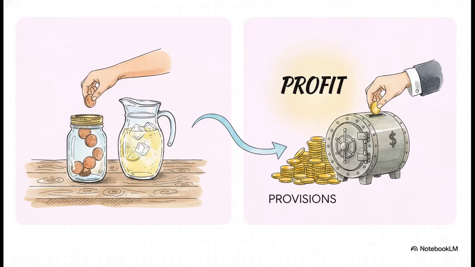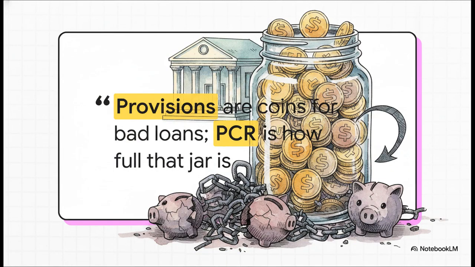Listen, a smart lemonade vendor learns pretty quickly from losing money. Now, every single time you give out a drink on credit, you quietly drop a few coins into a safety jar you keep on the side. When a kid inevitably pulls a fast one and runs off, you don't panic, you just reach right into the jar. A bank does the exact same thing using what they call provisions. Provisions are simply chunks of money set aside directly from the bank's profit to cover those expected, unavoidable loan losses. So the big question is, how full is that jar? That's your provision coverage ratio, or PCR.